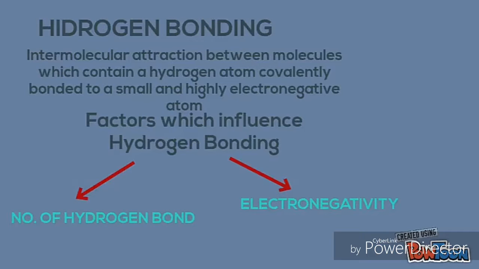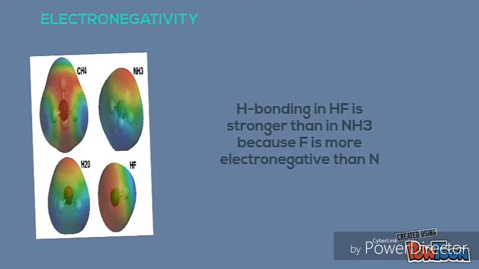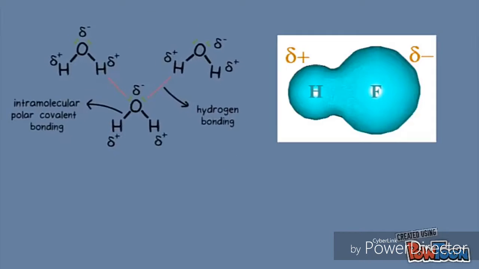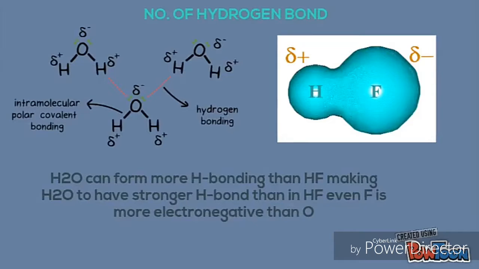There are two factors which influence hydrogen bonding. First, electronegativity. H bonding in HF is stronger than in ammonia because F is more electronegative than N. H2O can form more H bonds than HF, making H2O have stronger H bonding than HF, even though F is more electronegative than O.